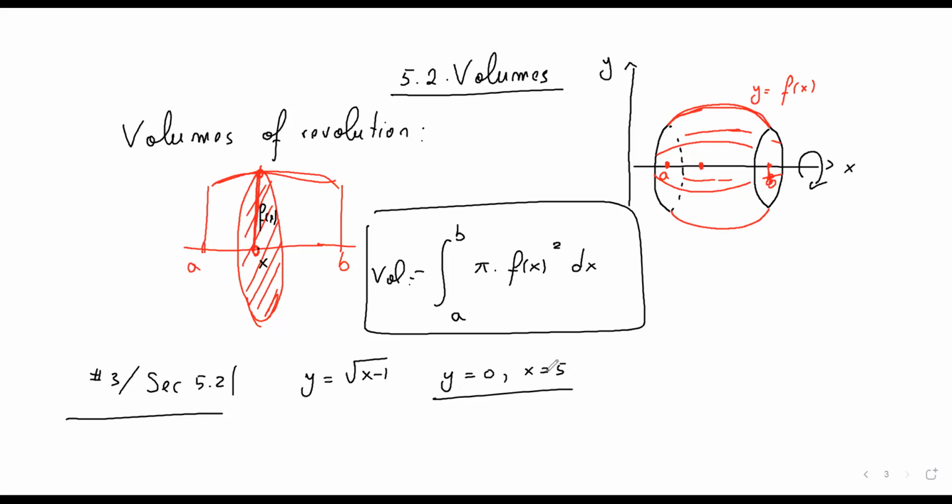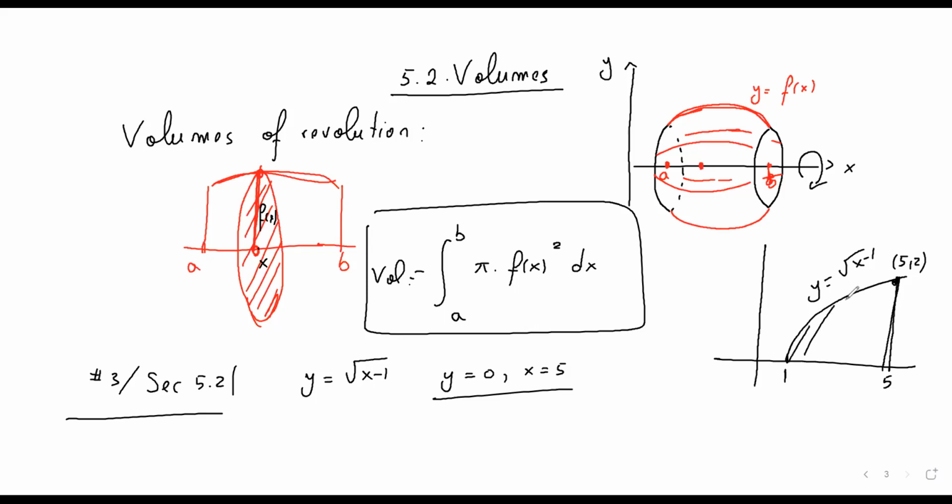So y equals 0, folks, is the x-axis. This function, square root of x minus 1, looks something like this. It really starts at 1, and we want that to end up here at 5, where the value is square root of 5 minus 1, or 2. So this is 5 comma 2. All right, so this is the one that we're going to spin about the x-axis, and we're going to get the volume of it by using the formula.